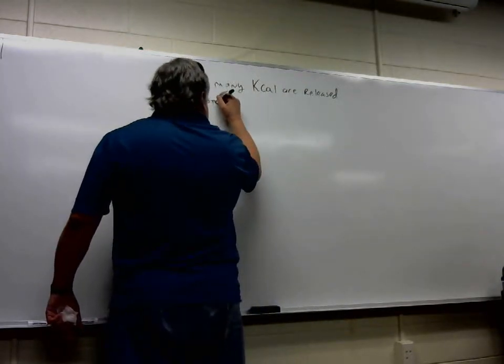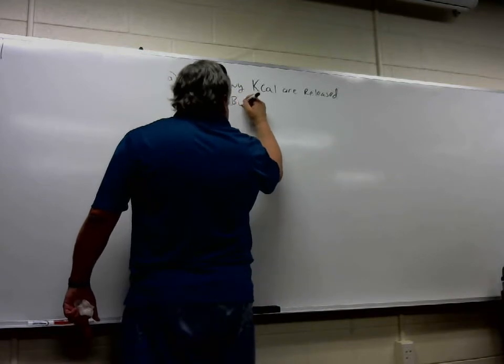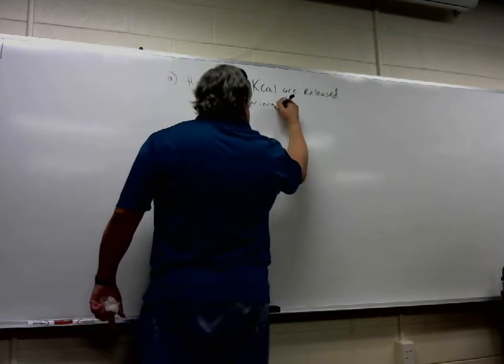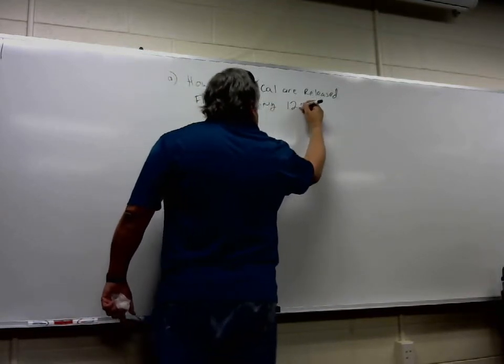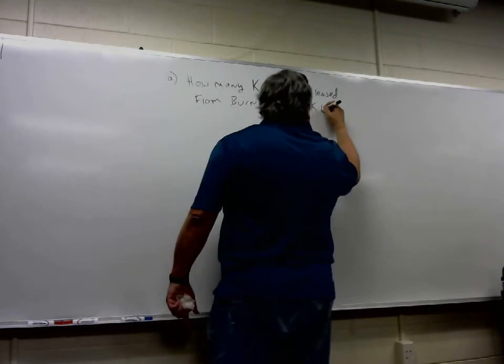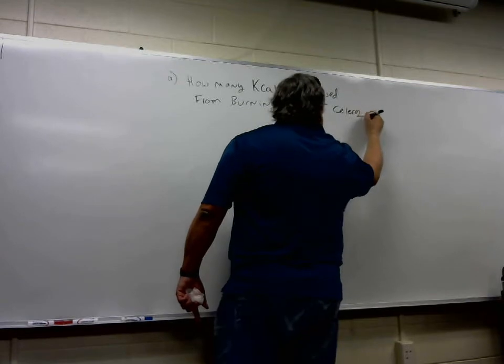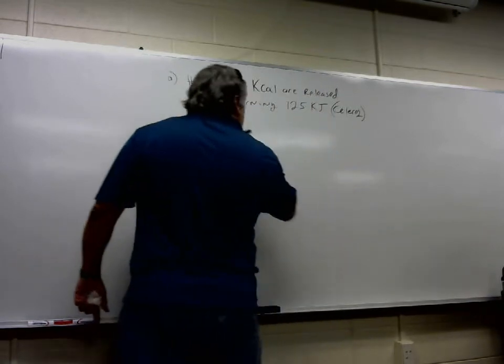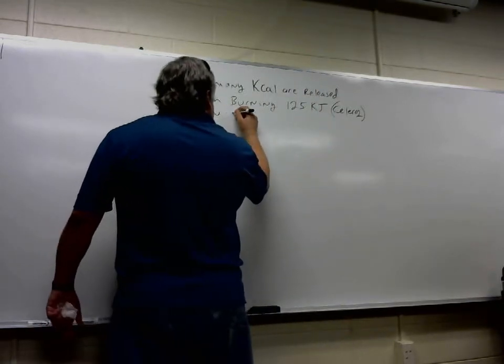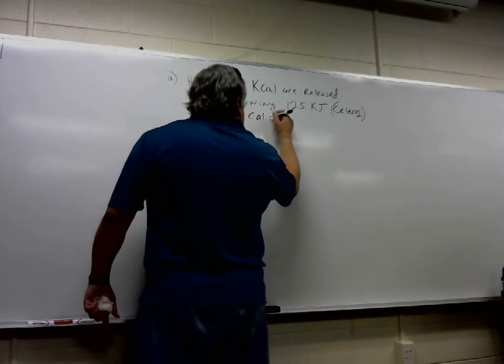From burning 125 kilojoules, a piece of celery that we know is 125 kilojoules in a calorimeter.